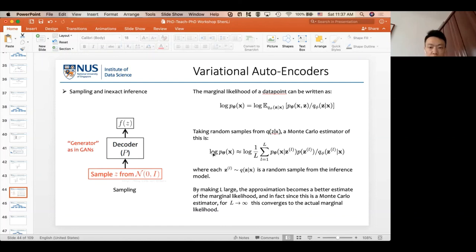You see that this log of P of X is approximated by the log of the average over these samples, where Z is drawn from this Q here. By making L large enough, this approximation becomes a better estimate of the marginal likelihood. In fact, since this is a Monte Carlo estimator, in theory it converges to the actual marginal likelihood. So that's why we call it inexact inference. Later on, we will show other models that allow us to do exact inference.